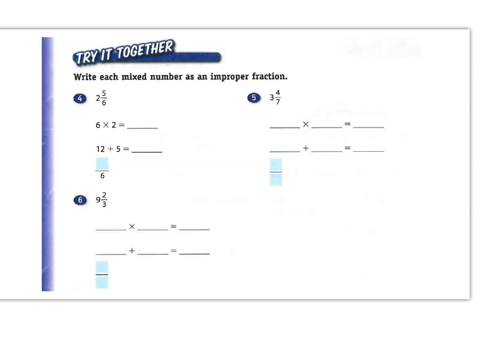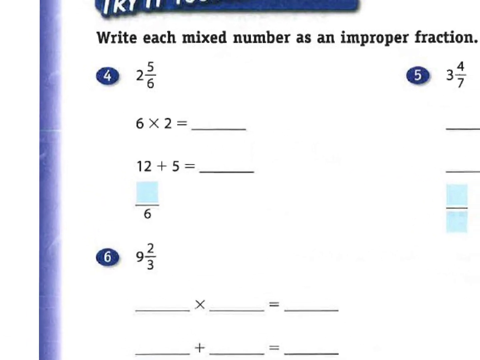Okay, so we're going to write each mixed number as an improper fraction. So this is kind of what we were talking about before. So we have 2 5/6 for this first one. So the first thing they do is they do 6 times 2. I kind of think of it as a little circle. 6 times 2 is 12. And then you have to add 5. So 12 plus 5 is 17. So you have 17 over 6. The denominator will stay the same.